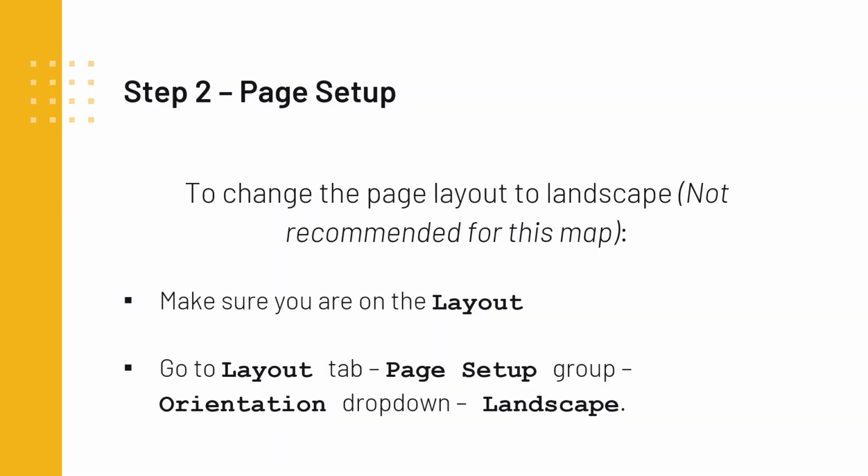So what happens if you made a mistake or you change your mind and you'd like to adjust the orientation? Note, this is not recommended for this particular project, but I felt it important that you know how. What you would do is make sure you're on the Layout option, then go to the top and click on the Layout tab. Under the Page Setup group, choose the Orientation drop-down and pick the orientation that you're interested in.